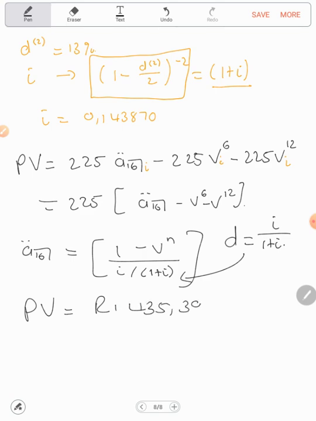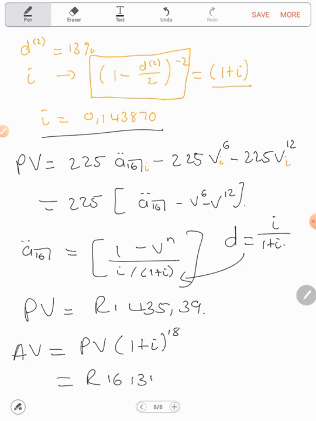1,435 rand and 39 cents. But they wanted the accumulated value at the time 2003, which is 18 years in the future. So you've got to take your present value and accumulate it using this interest rate I that we calculated. You accumulate it for 18 years, and you'll get your final accumulated value to be 16,000 rand 134 and 34 cents. Hope that's happy for you and that you understand what's happening.